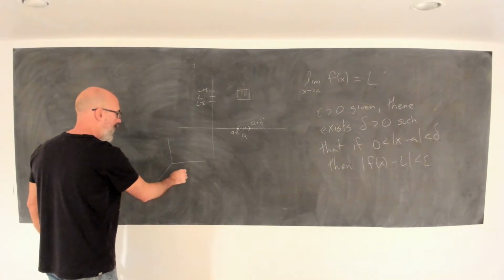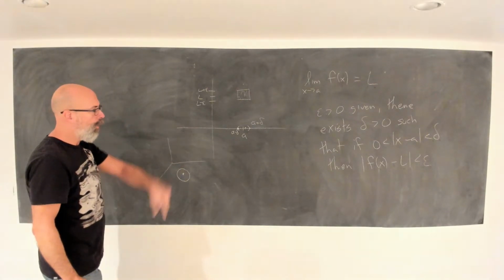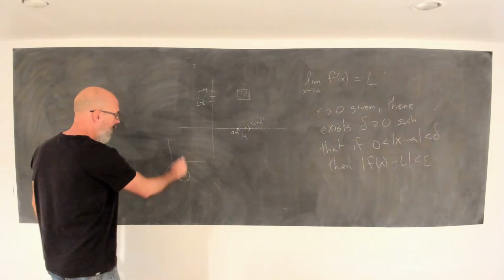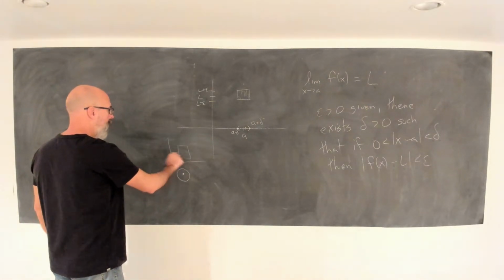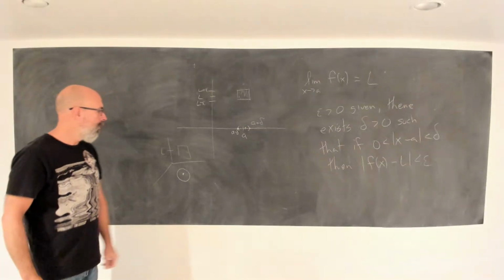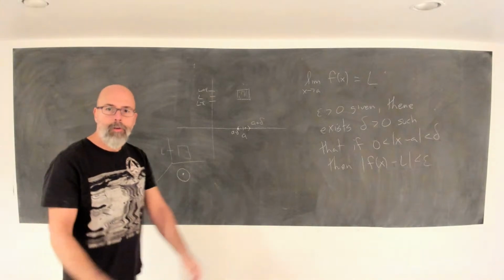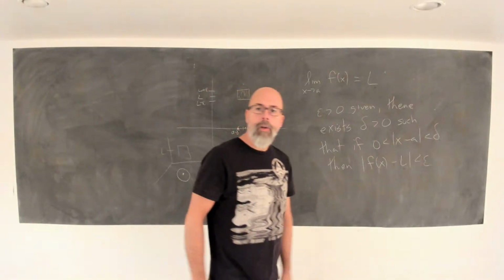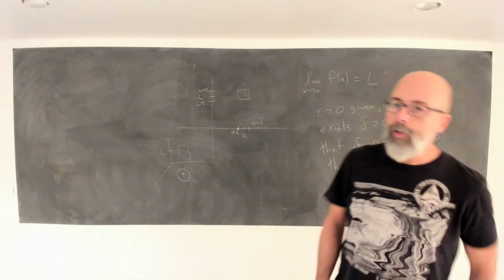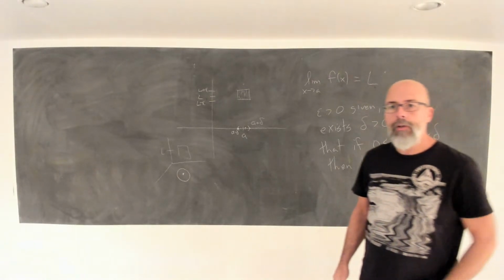Take any point (a, b), you get a disk of radius delta, and that has to map to somewhere in this box, and so on and so on. If you want to prove that the limit exists, epsilon delta, you have no choice.